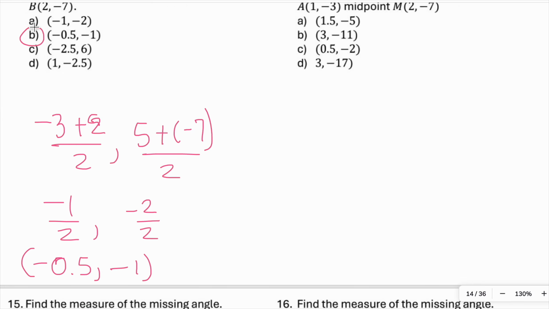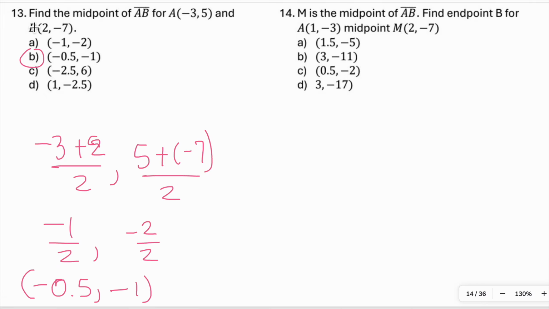So option B for number 13. M is the midpoint of AB. Find the endpoint B for A. So one thing maybe you want to think about is a picture. We know A is at (1, -3), and the midpoint here is (2, -7), okay?